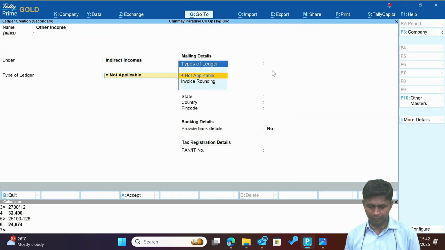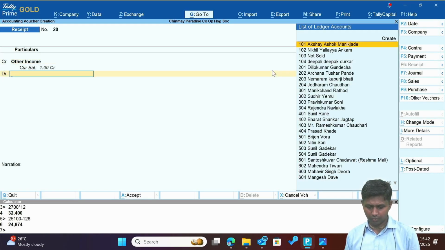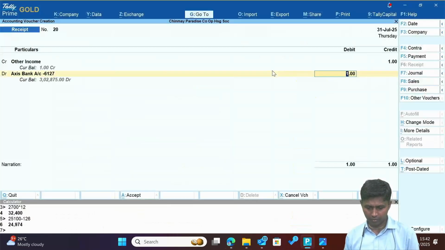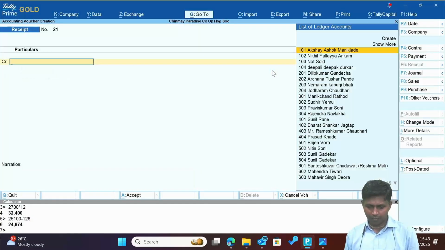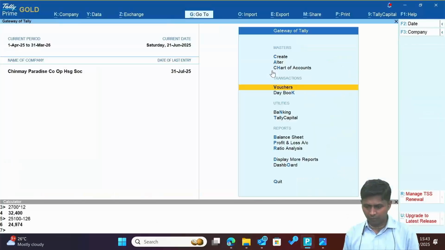And then under indirect income, accept it one and one, let's say two, or you can pass two different entries. In the Axis Bank we have got a date 21/6. Check 21/6. Require only 10 more minutes to complete this project and then display the book.